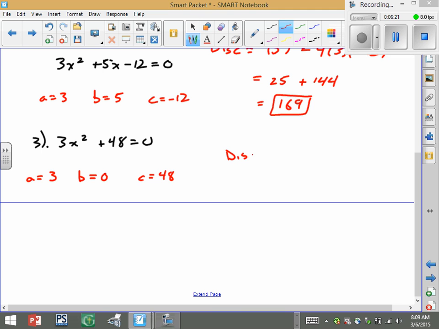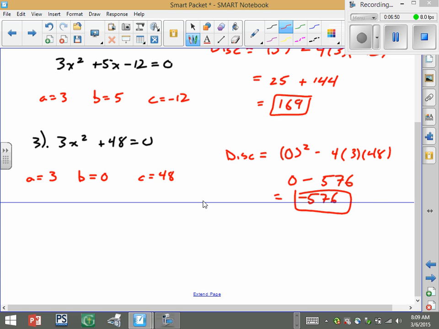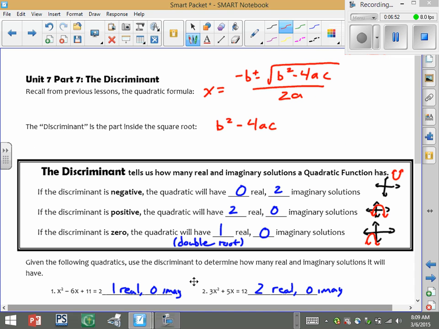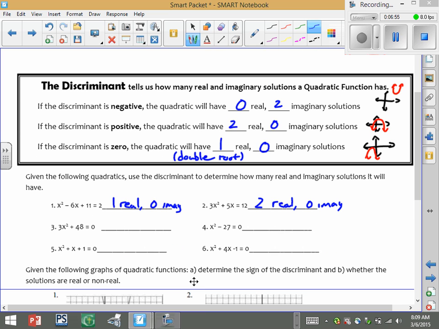So let's go over here. We can find the discriminant of this thing. So the discriminant, b squared. So we have 0 squared minus 4 times a times c. So at this point, 0 squared, we know that's 0. So we have 0. And then 4 times 3 times 48 is 576. So the discriminant here is negative 576. Well, that would be negative, which tells me that I have 2 imaginary solutions for number 3.